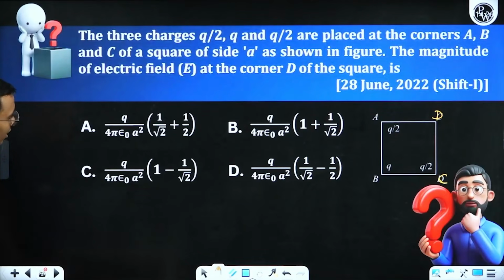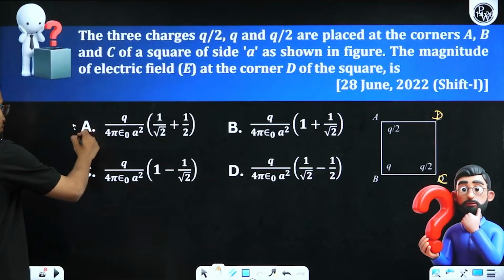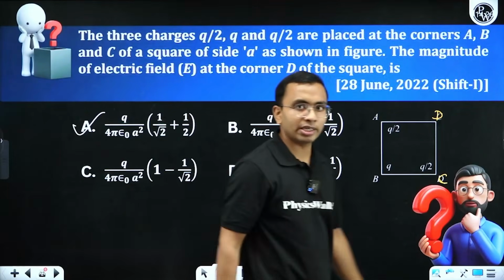Let us check it out. So 1 by 2 plus 1 by root 2. Okay, K is 1 by 4 pi epsilon naught. Option A is coming out to be correct here.